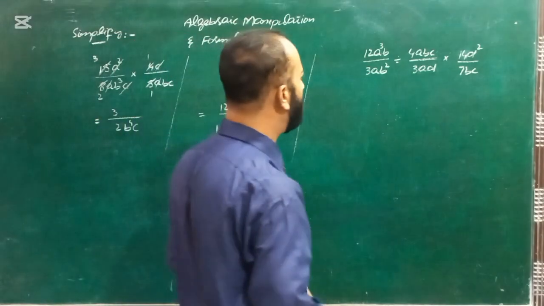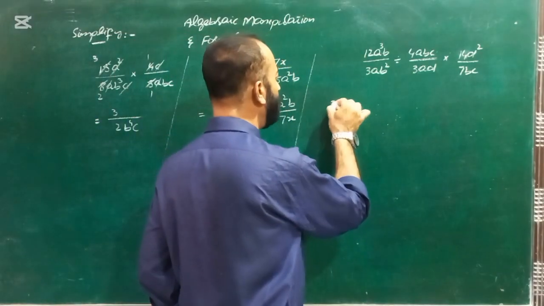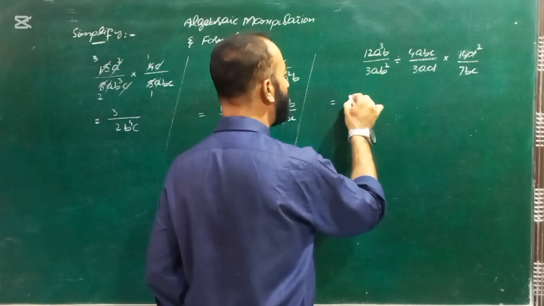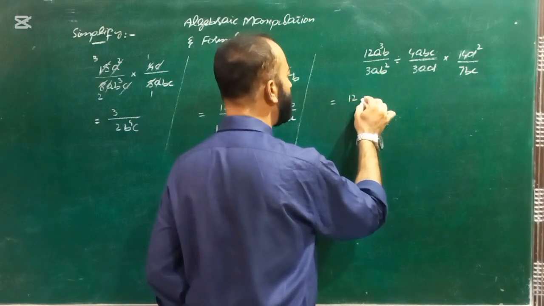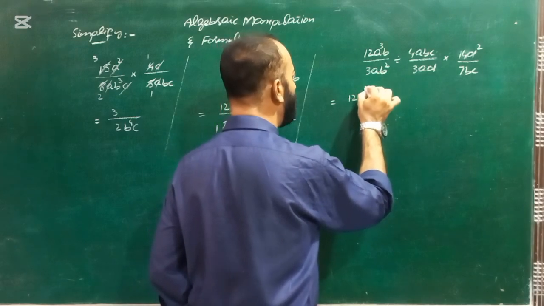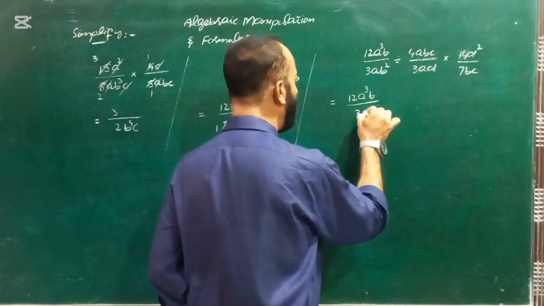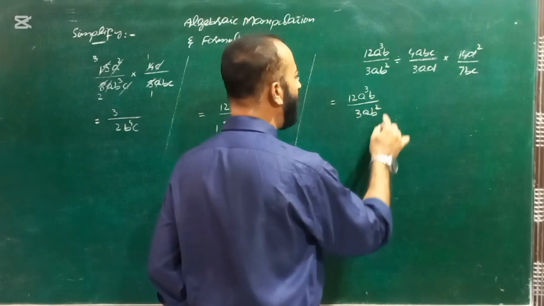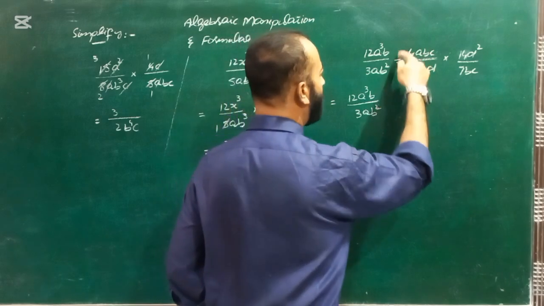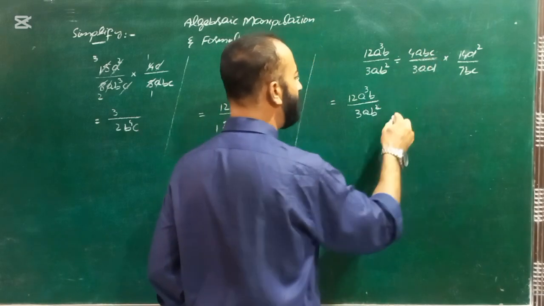This question is even more difficult. So look now, the fraction before the division sign will be written as it is. That is 12a cube over b divided by 3ab square. And the fraction after the division sign, that is this one, will be reciprocal.